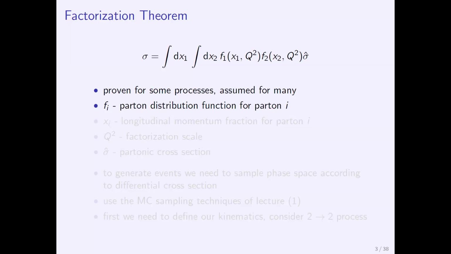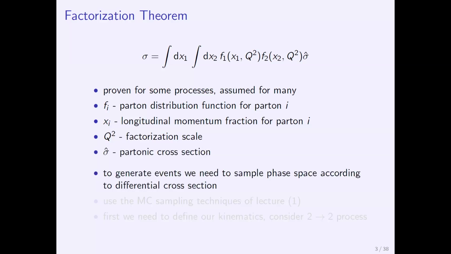And this parton distribution function really depends on the flavor of the parton. It depends also on the longitudinal momentum fraction for this parton. It depends upon the factorization scale. And then we also have this partonic cross-section here. So this factorization scale is the scale at which this partonic cross-section typically is being calculated that we put into this factorization right here.